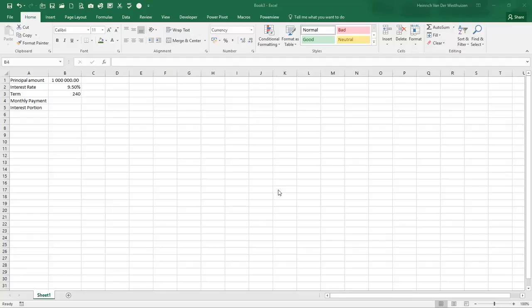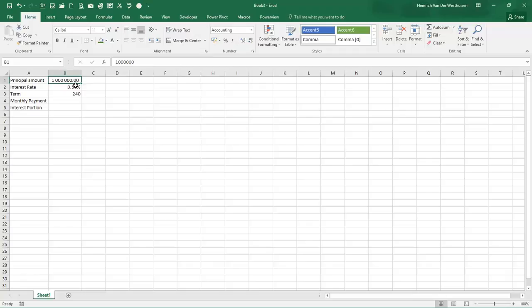In this unit, we're going to learn about the PMT function and the IPMT function. Now, the PMT function allows you to work out what a monthly payment would be, for example, and the IPMT function works out of that monthly payment, how much of that payment is interest. So I've captured in here a principal amount.